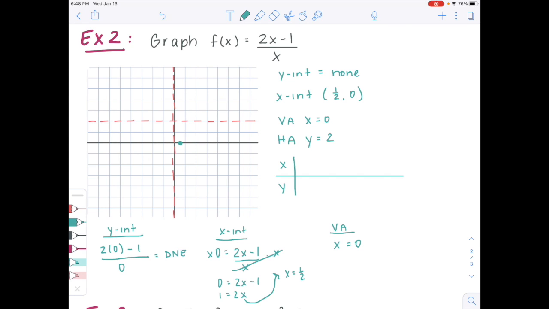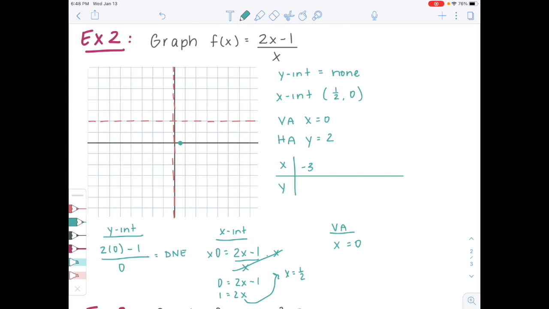Okay, so I know that my rational functions normally reflect, the parent function reflects over the origin, so my rational function is going to be in quadrant 2 and quadrant 4. So I just need to plug in some points to confirm that. So let's see. Let's start by plugging in like -3.